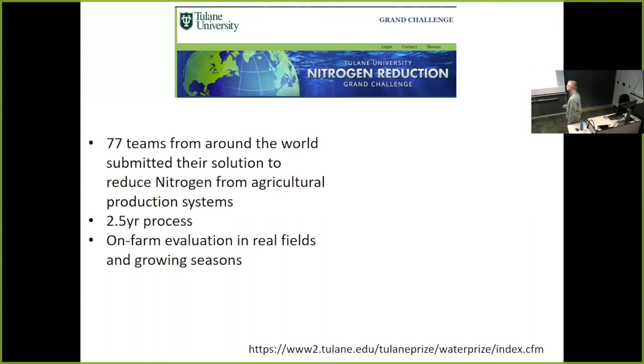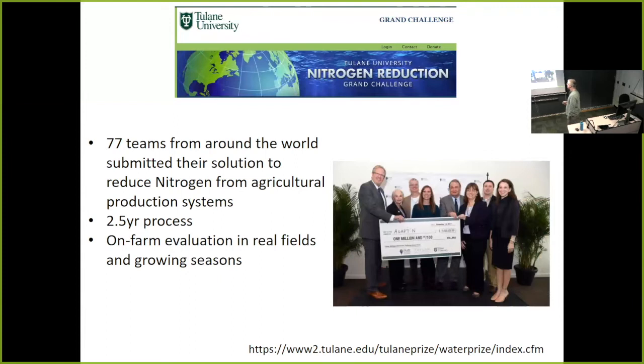And two months ago, we were invited to New Orleans, where we were told that AdaptN won the competition. So out of 77 teams, the committee found our solution to be optimal, and that was really encouraging. There is a nice prize associated with that, which will go into further development of the tool. But more than that, it's the recognition that other people also see the potential of our tool, of the potential of this approach, of dynamically estimating N rates. And that was, of course, very encouraging.